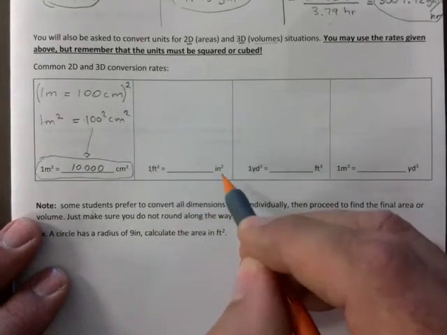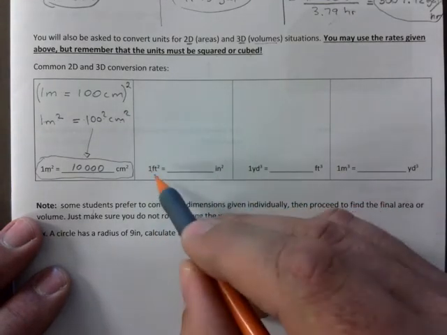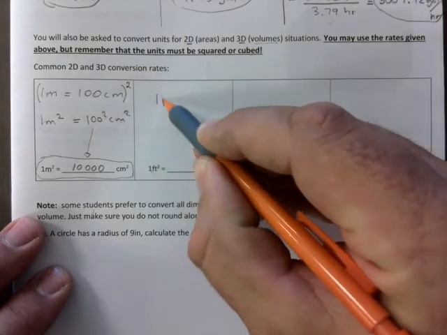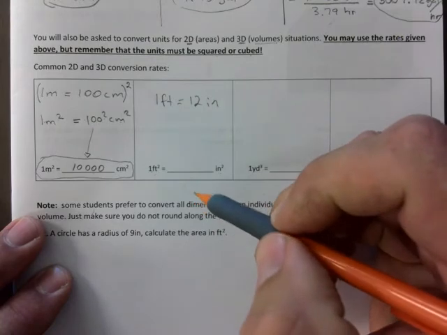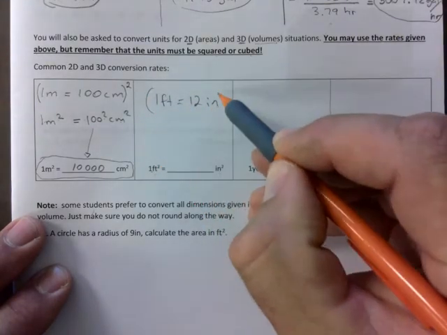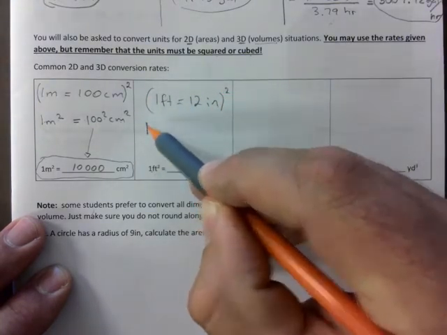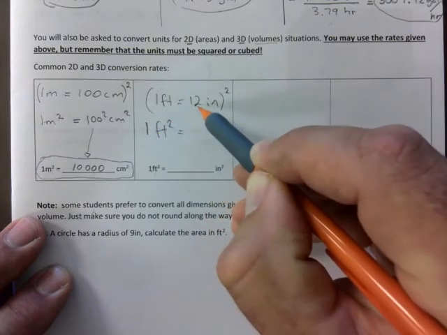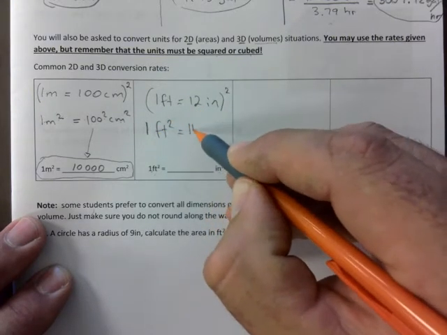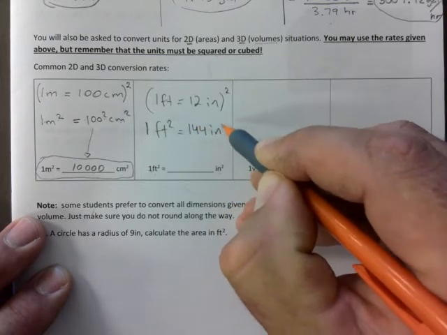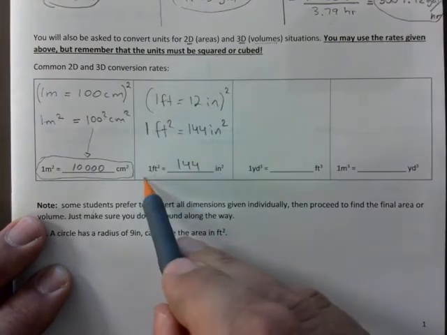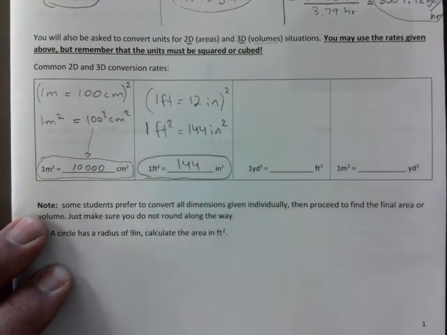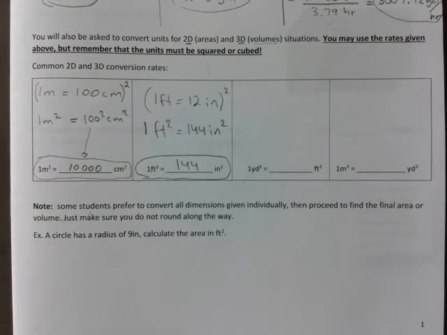A square foot, how many square inches would it have? Focus on feet and inches. I know that 1 foot has 12 inches. But I need it in squared units. So if I square the whole thing, I get 1 square foot. 12 times 12 is 144 squared inches. So now I just gave you a new rate here. 1 square foot has 144 square inches. So if you want to add those that I'm circling to your study sheet, go for it.